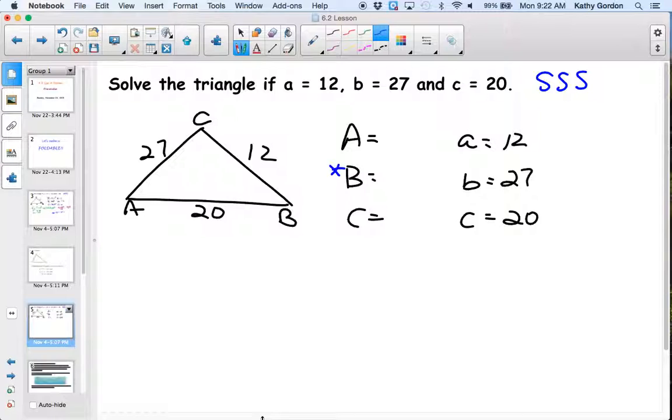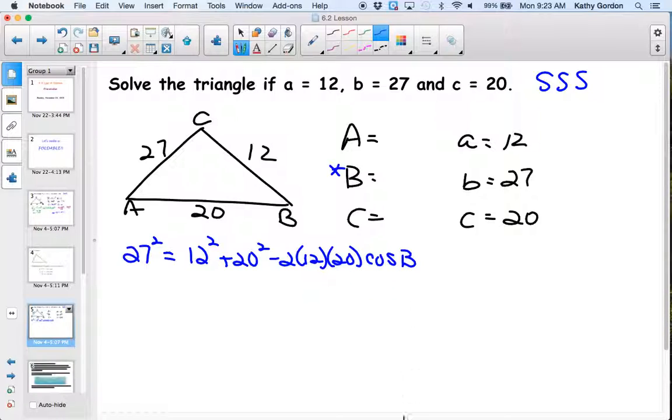with angle B. Side B is the longest of the three sides, so angle B is the one we've got to look for. So that means which number is going to have to be out here first? The 27 squared. And then the other two will make up the other side. And what we're trying to find now is that angle B. So that's where the variable is going to go.